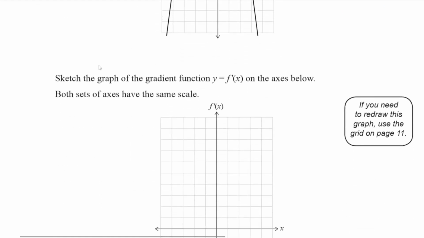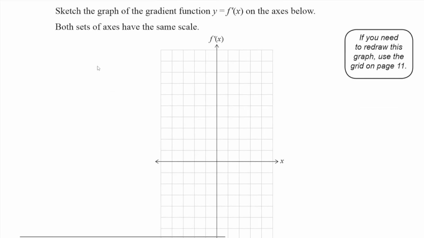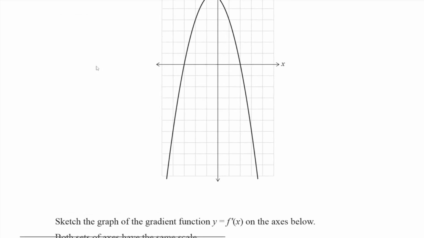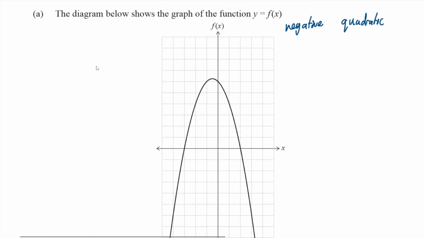Now the question, a very common calculus question: we're asked to sketch the gradient function of that graph. So, just from the analytical side of calculus, we know that if we differentiate, let's say, negative x squared, the derivative will be, in this case, negative 2x. It will be a negative straight line. So a negative quadratic, we expect a negative linear graph.